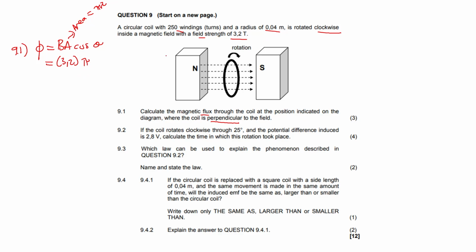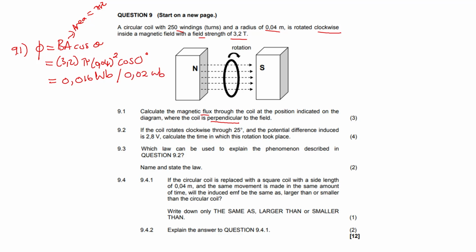So what is our radius? 0.04. So we square that. And we have cos of 0. And that will give us an answer of 0.016. Or you can round it off to 0.02.